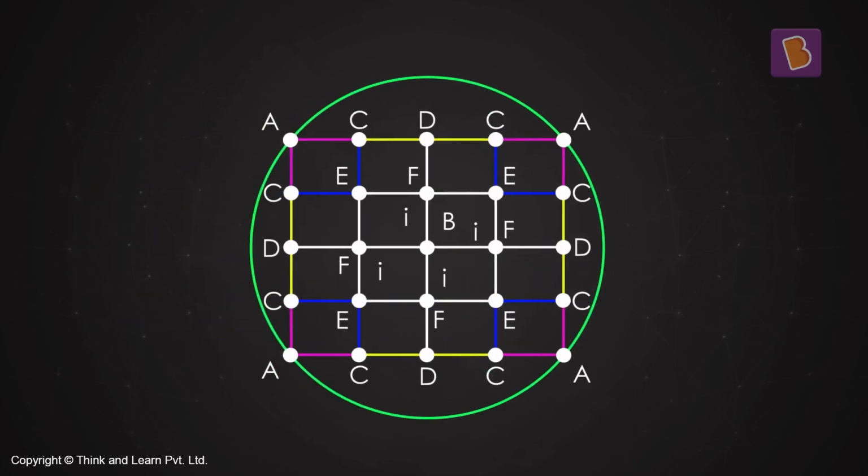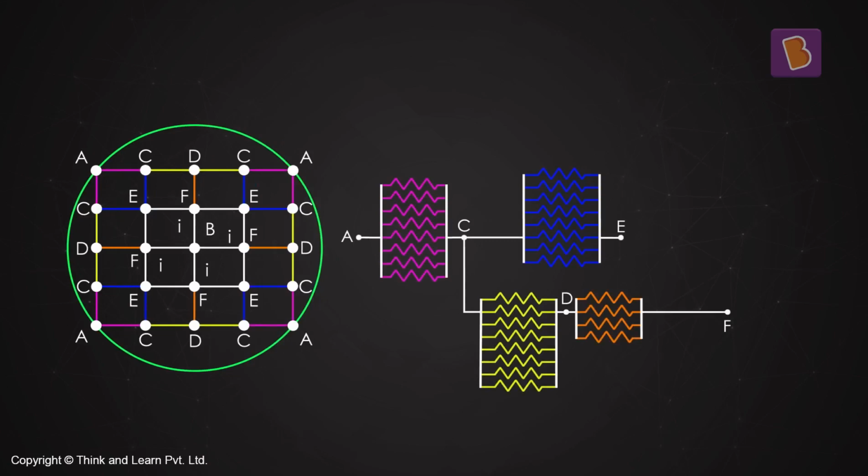Now let's look at D and F. How many connections are there between D and F? So between D and F, this is 1, 2, okay, this is 3, and this is 4. There are 4 connections between D and F.